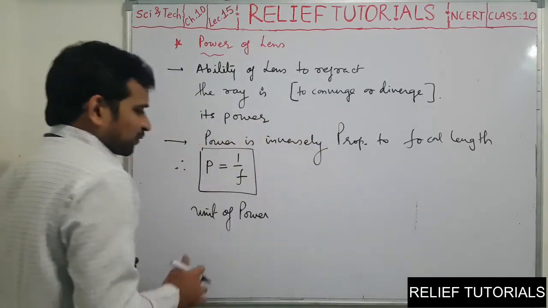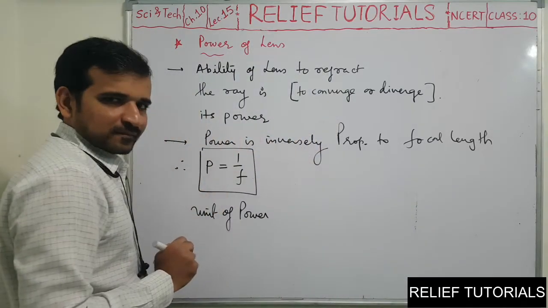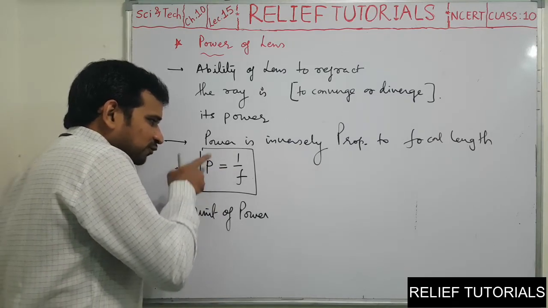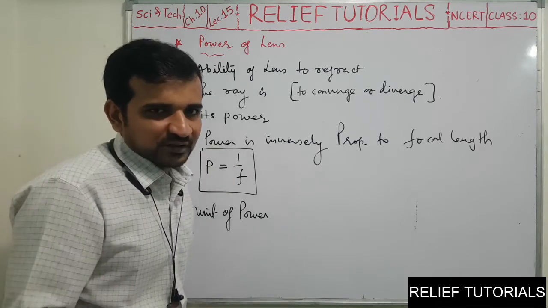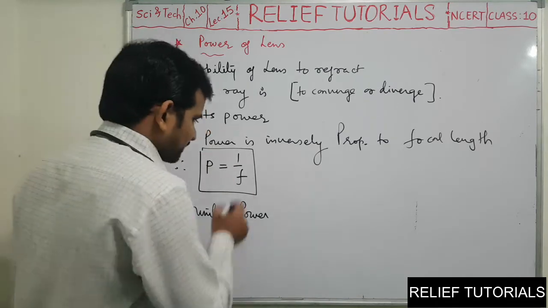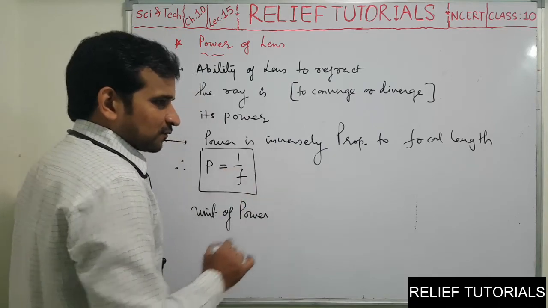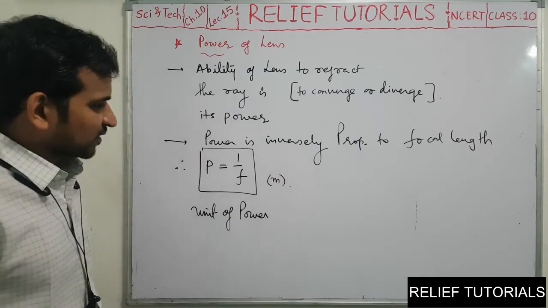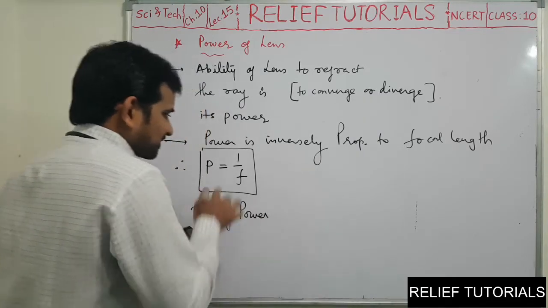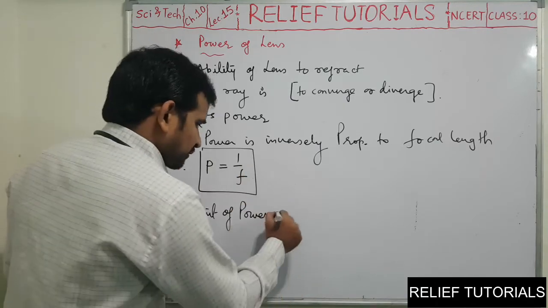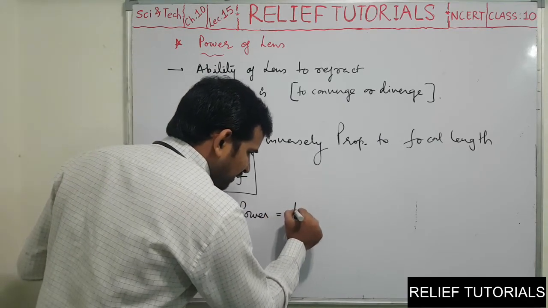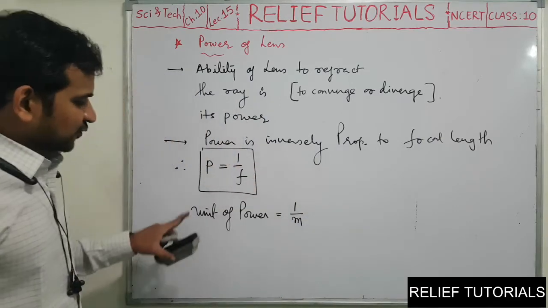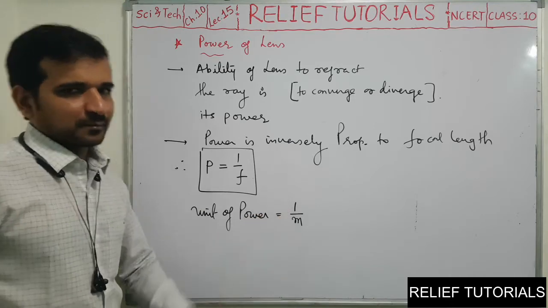So here the formula is P is equal to 1 by F. What should be the unit of power? Unit of power should be equal to the unit of this number. 1 is a number, a constant, having no unit. But focal length is always measured in terms of meter. So in the numerator we have 1 having no unit, and focal length is measured in meter. So unit of power is 1 by meter.